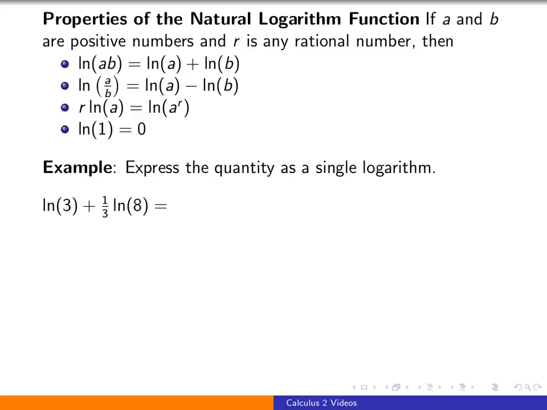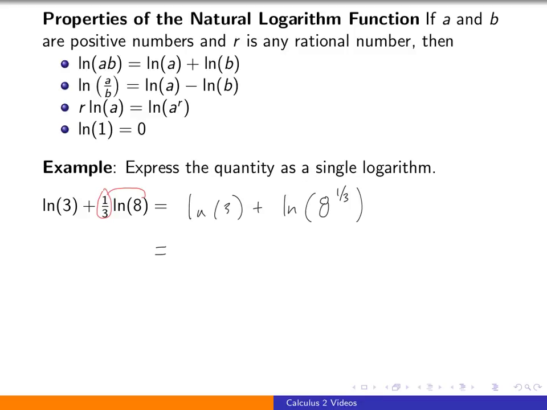So let's look at a few very basic simplifications where we're going to give you an expression, such as the one here, and the idea is just, can we somehow combine it into a single logarithm? Well, if you have a natural log plus a natural log, you can use this first property, but not when there's a constant out front. We have to take care of that first with this third property. So we can think of 1/3 as becoming the power of 8 inside that second natural log. So we have the natural log of 3 plus the natural log of 8 raised to the 1/3 power.